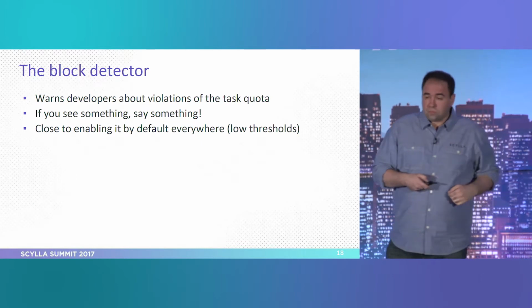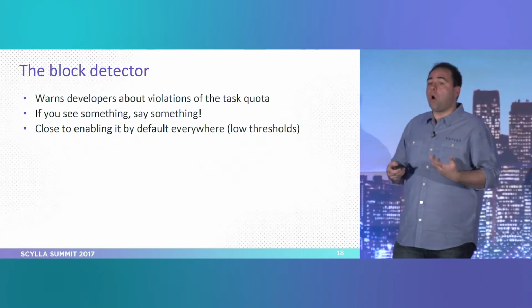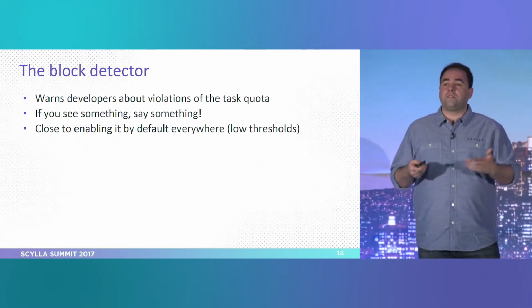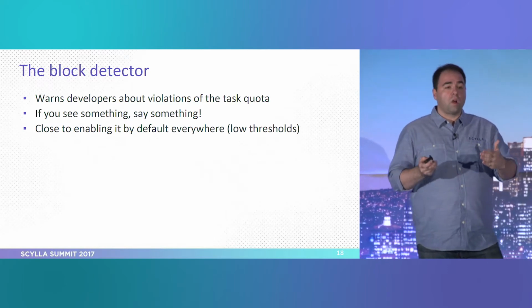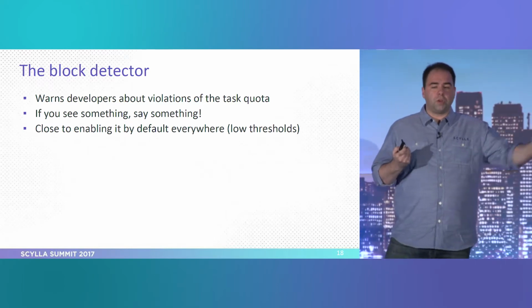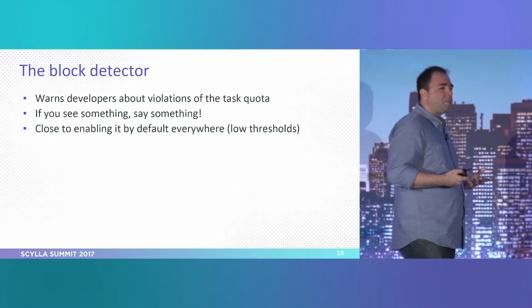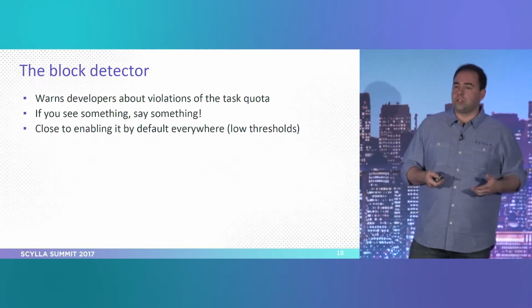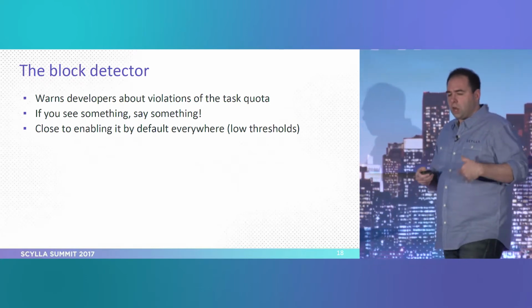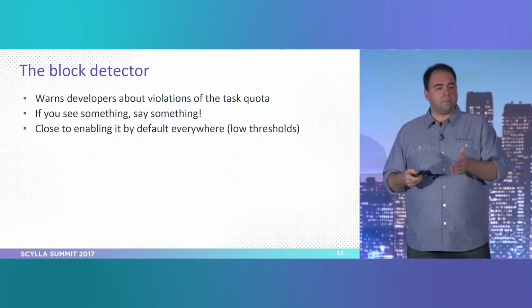And this block detector will warn us about violations of the task quota, meaning something ran for more than the poll period and we couldn't do I/O when we wanted to. We'll print a message about that, with information about that occurrence, to the logs, and hopefully, by knowing about them, we'll fix them one by one.